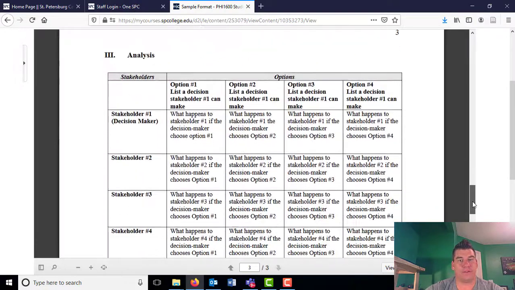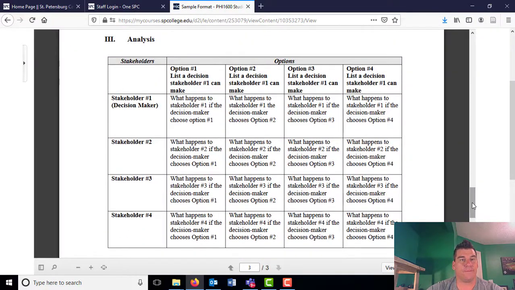And then the third and final section here is the analysis chart. And so this is your stakeholder chart, and this is important for the rest of the assignment as well. So you're going to make this 5 by 5 stakeholders chart here. It'll say stakeholders in the top. It'll say options here. And then you're going to list your 4 stakeholders down the side. So these are the things, the people that you see in the case that have something to gain or lose from the outcome of the decision.